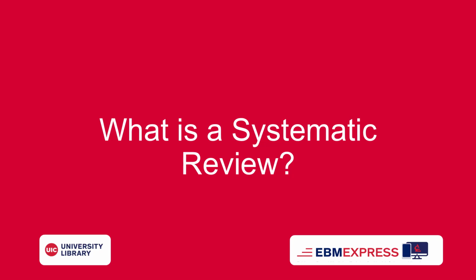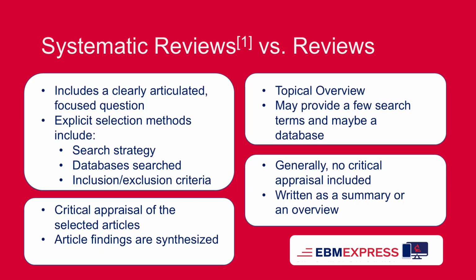So what is a systematic review? A systematic review is the most common evidence synthesis that is also a research study type. Systematic reviews are based on a clearly articulated, focused question. They will include very detailed information about the methods used to select articles that are included in the study. This means that the authors will share their search strategy and terms. They will list the databases that they searched, and it will be more than one, and they will tell you what inclusion or exclusion criteria that they imposed on the search set.